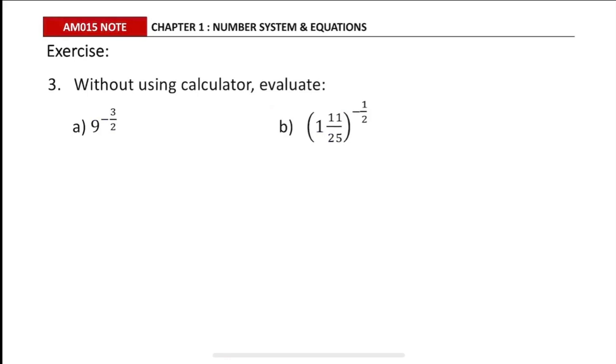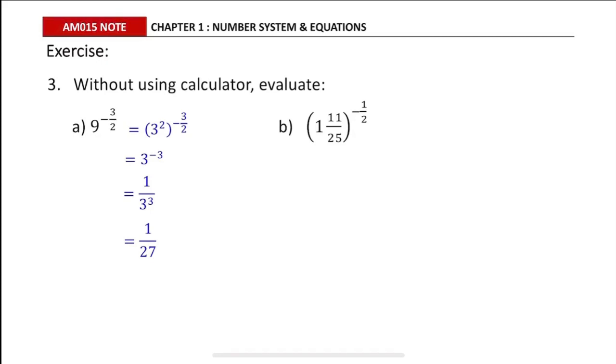We know that 9 can be changed to an index number 3 squared. So we change it to 3 squared first. Then apply the bracket rules and we get 3 to the power of negative 3 and solve it until you get the final answer. The final answer must be in the simplified form. You cannot leave your answer as 1 over 3 cubed.